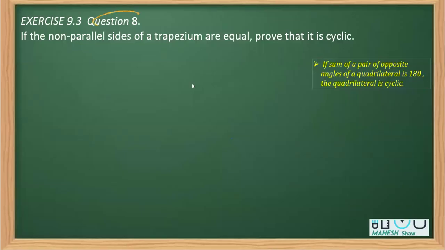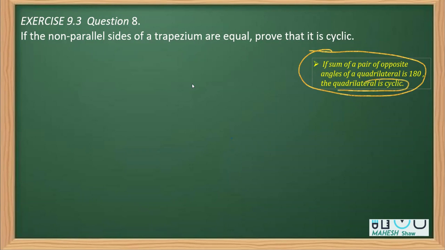This is question number 8 from exercise 9.3, chapter Circle, class 9. In this question, it says that if the non-parallel sides of a trapezium are equal, prove that it is cyclic. So what we know as a property is that if the sum of any pair of opposite angles of a quadrilateral is 180 degrees, then the quadrilateral is cyclic.